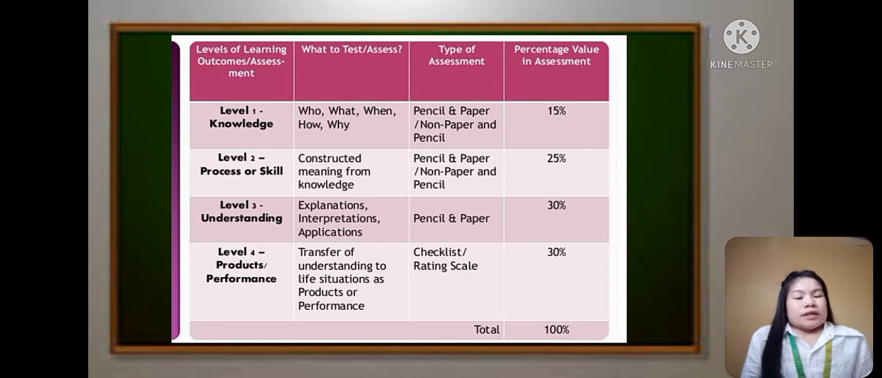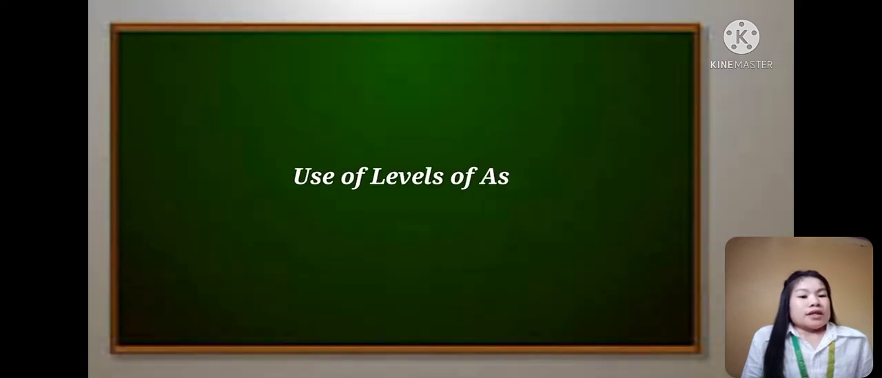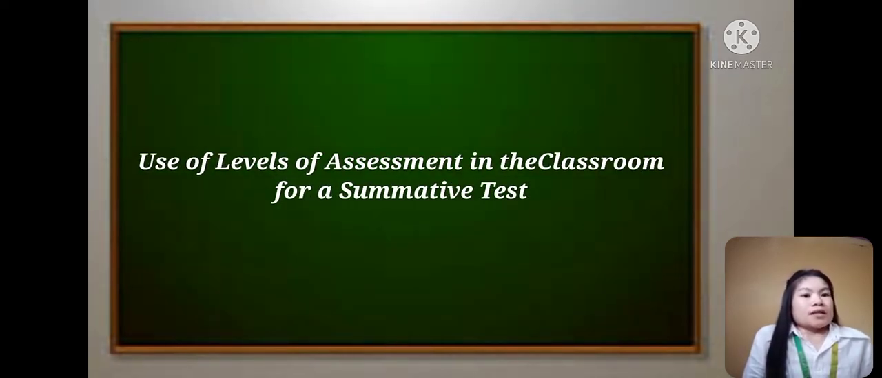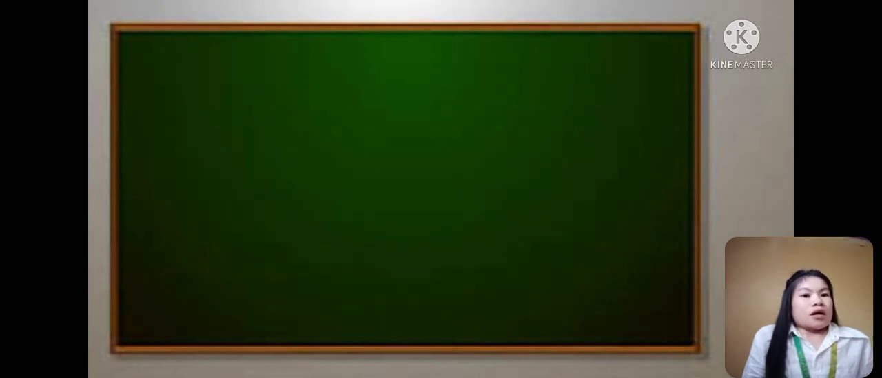25%. Level 3. Understanding. Explanations, interpretation, application. Type of assessment: pencil and paper. 30%. Level 4. Product, performance, transfer, understanding to life situation as the product or performance. Type of assessment: checklists and rating scale. And the percent is all in all 100%.